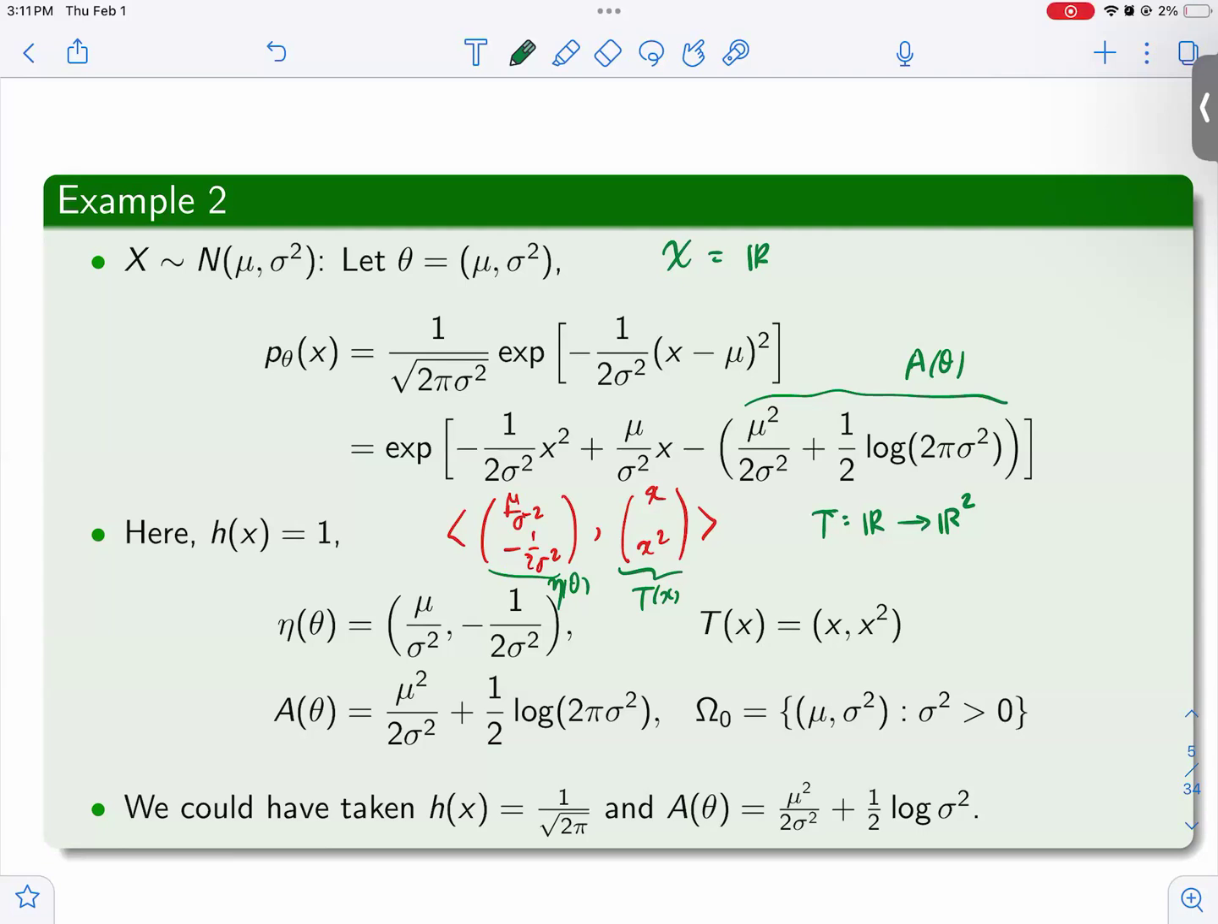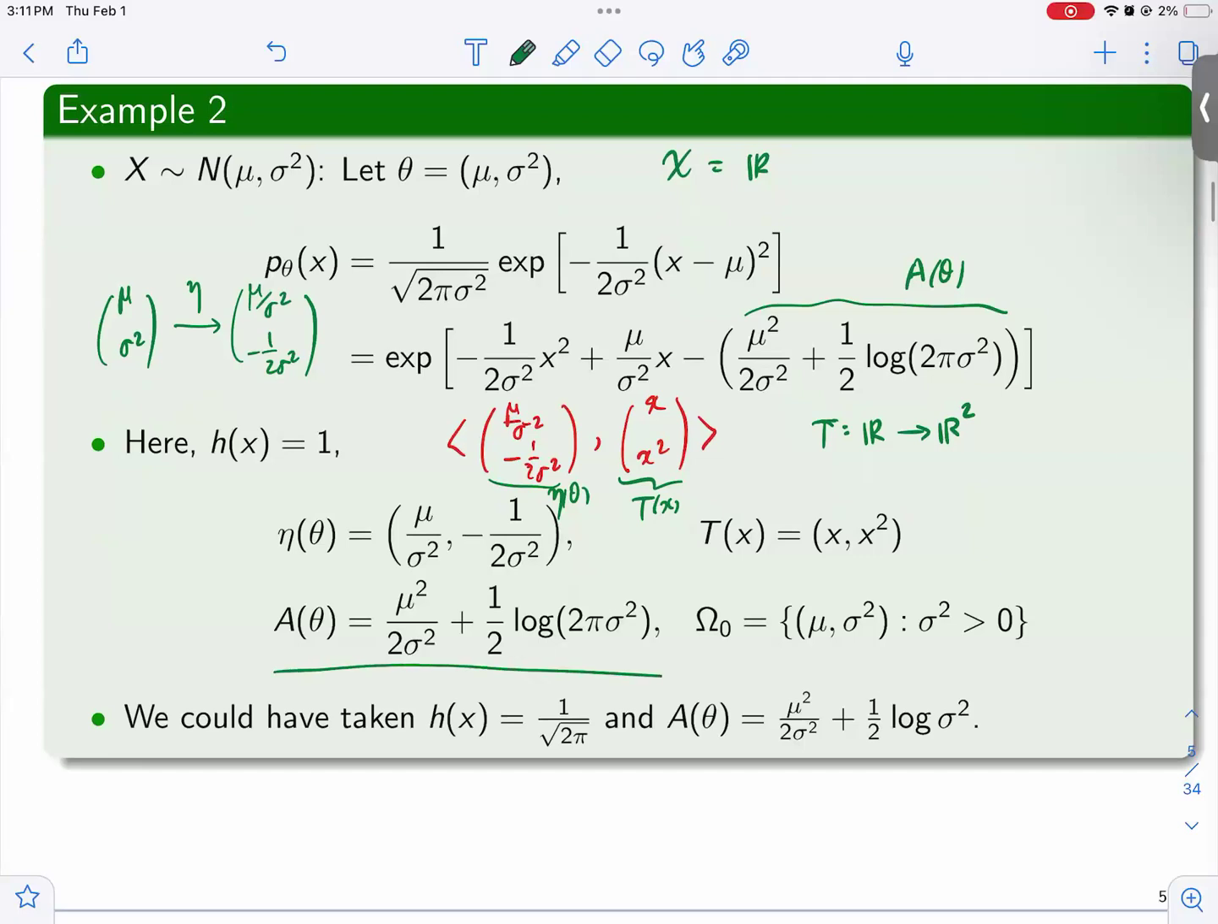They have situations so they can map. You're basically mapping theta, which is mu, sigma squared, to this thing, eta of theta, like mu over sigma squared. So this mapping is the parameterization eta. So this is A of theta, and you can see, so you know implicitly that the sigma squared has to be positive, mu can be anything.